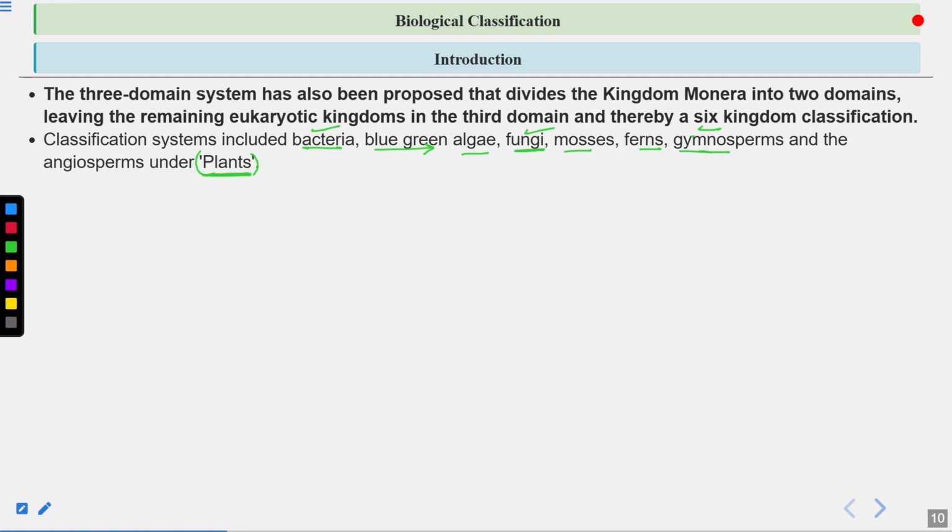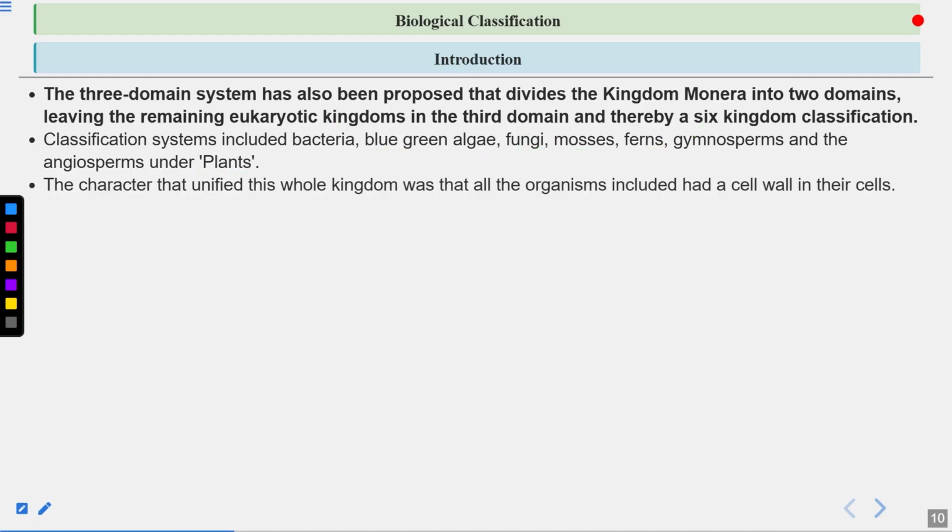Then there was no distinction between the autotrophic and the heterotrophic organisms. Fungi are heterotrophic, plants are autotrophic. So all of these organisms were placed under the plants based on what? Based on the presence of the cell wall. But you know that all these organisms are very different from each other. They differ in a lot of characteristics, like mode of nutrition, mode of reproduction, their cell structure, their body organization.